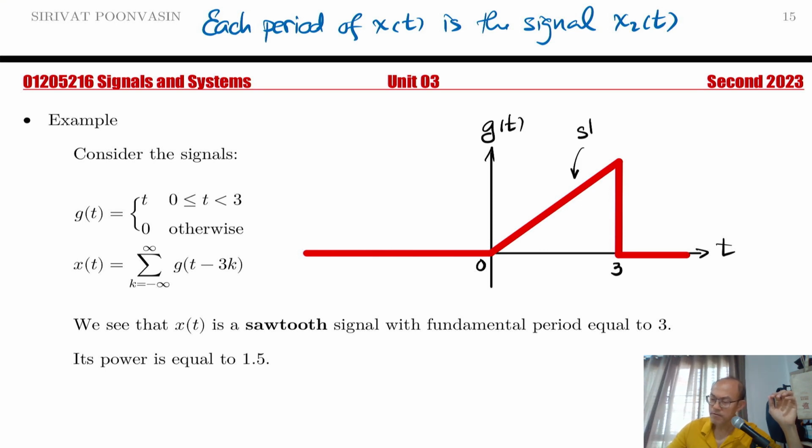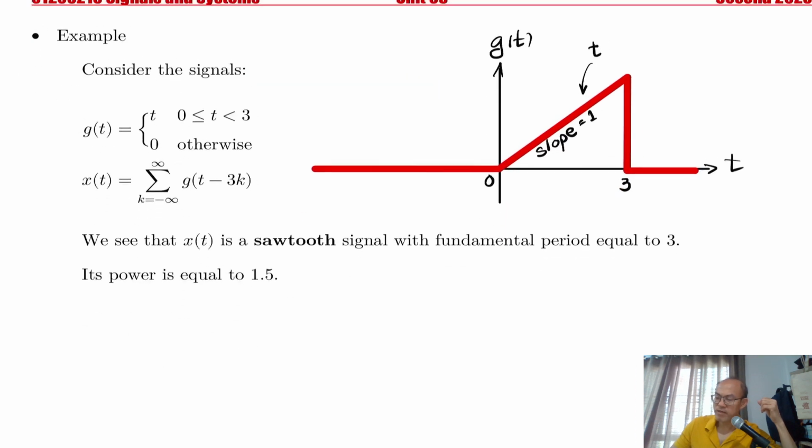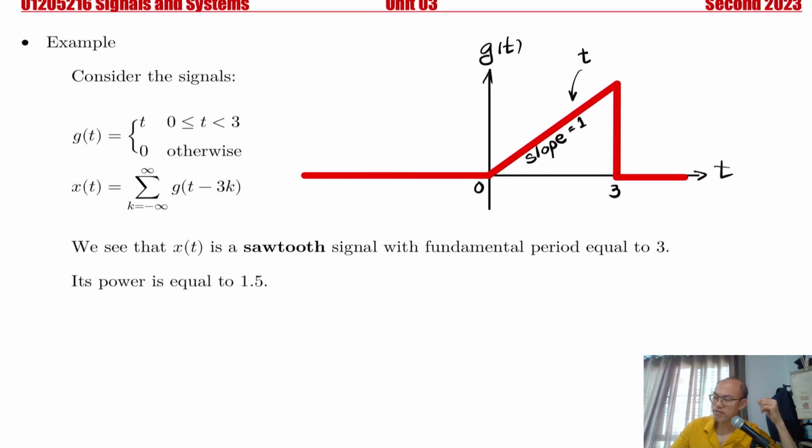This is T, right? This is T. Slope of 1. And see, the width of G is just 3, right? And then we do this. We use G to define X. So what we do is let's put them together.